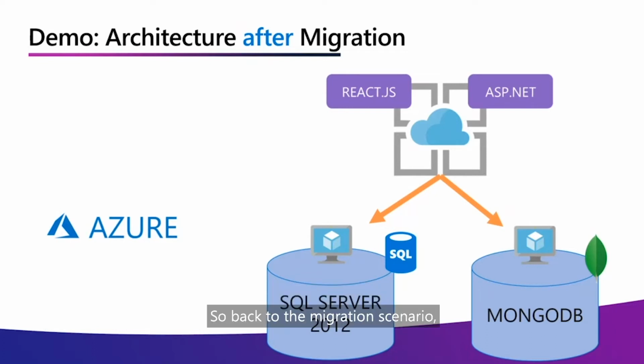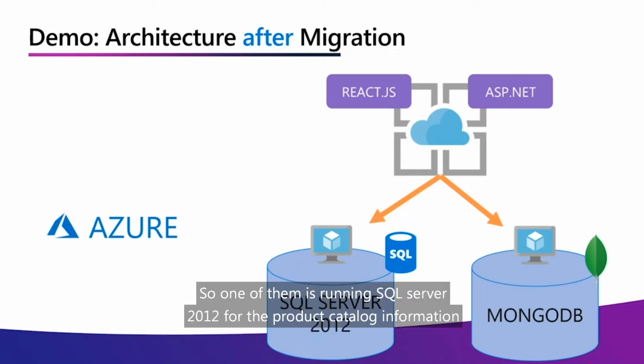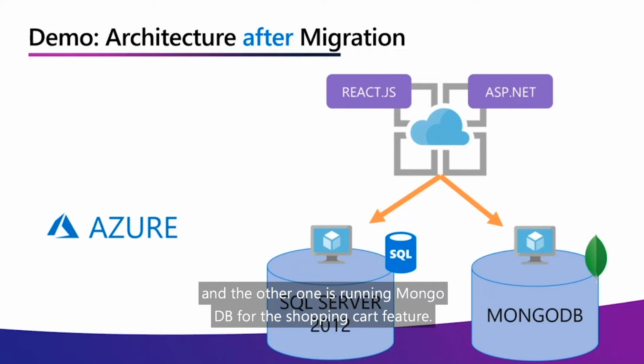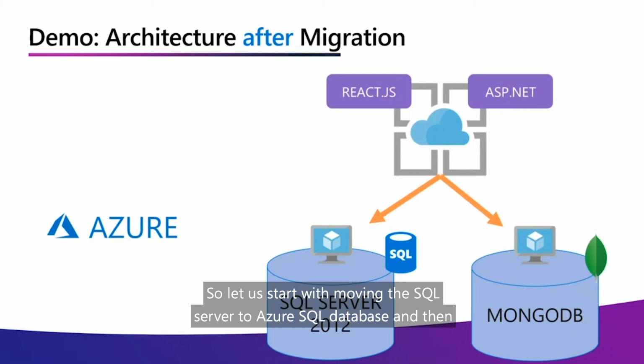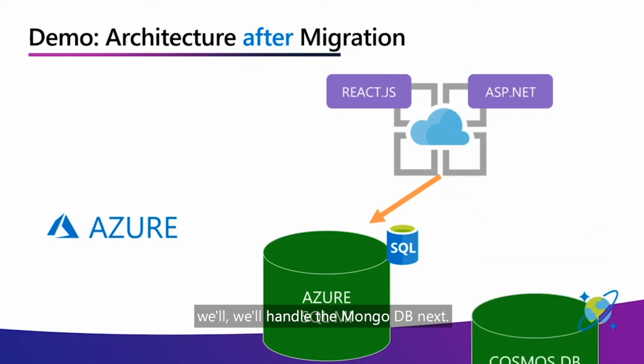So back to the migration scenario, we see that this web application is currently connecting to two VMs sitting on premise. Let's assume it's sitting on premise. One of them is running SQL Server 2012 for the product catalog information, and the other one is running MongoDB for the shopping cart feature. So let us start with moving the SQL Server to Azure SQL Database, and then we will handle the MongoDB next.